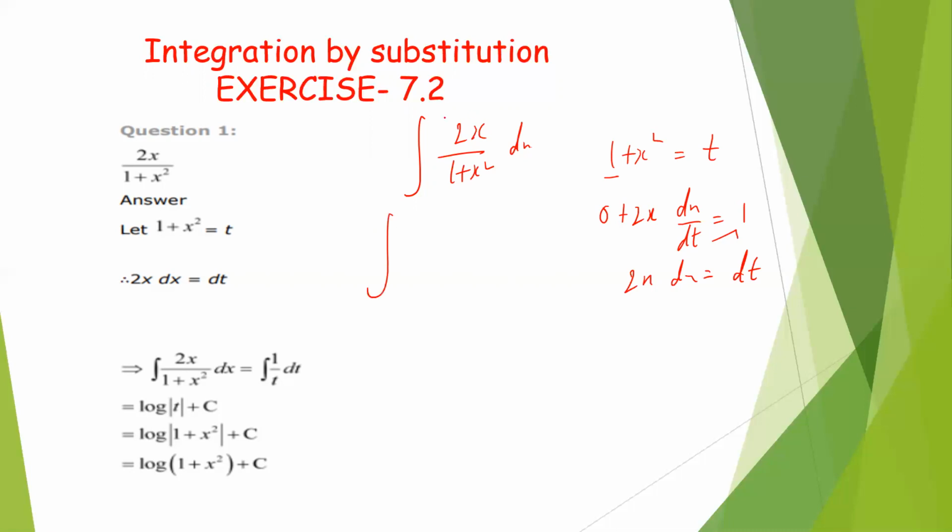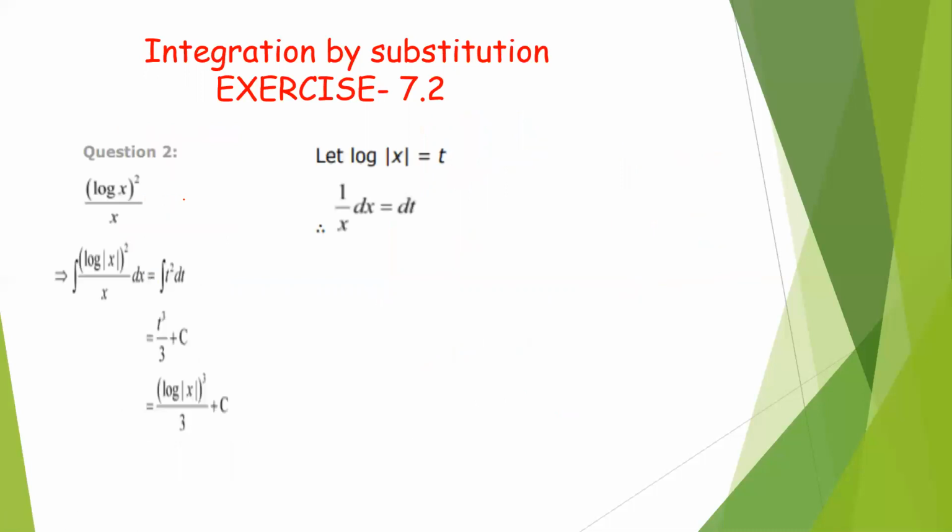Put the value: 2x dx equal to dt, and 1 plus x square is t. Clear? Now the integration of 1 by t is log t plus c. Put the value of t, that is 1 plus x square. Understand? See one more. Integration of log x whole square by x.